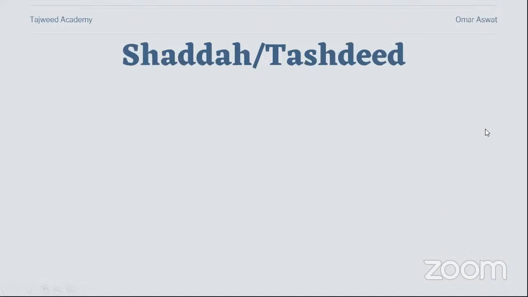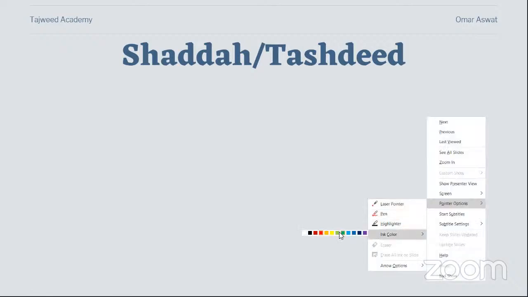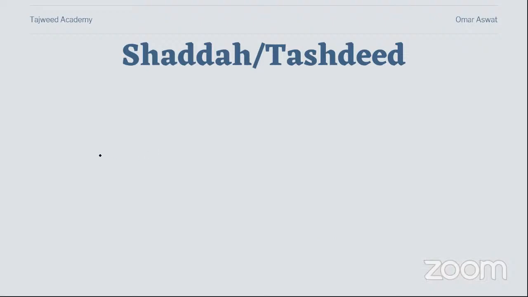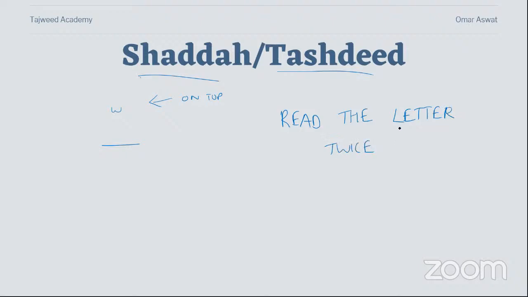The next symbol we'll look at is shadda tashdid. You'll most definitely have seen it. Again, it means the same thing, which is the W symbol always found on top of a letter. The ruling or the understanding behind a letter with a tashdid or shadda on top of it is you would read the letter twice. So any letter with tashdid, you would read twice.